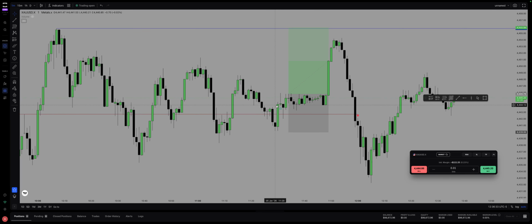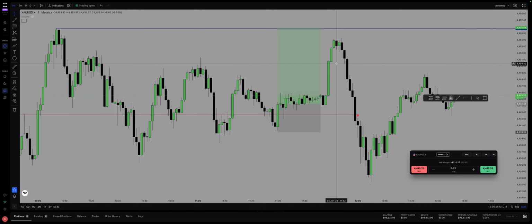I look to enter. Actually, this is not the entry. This is the entry. As you can see, my entry is horrendous. I had a horrendous entry for 1.74R. Really and truly, my entry should have been down here, which would have been 2.7.